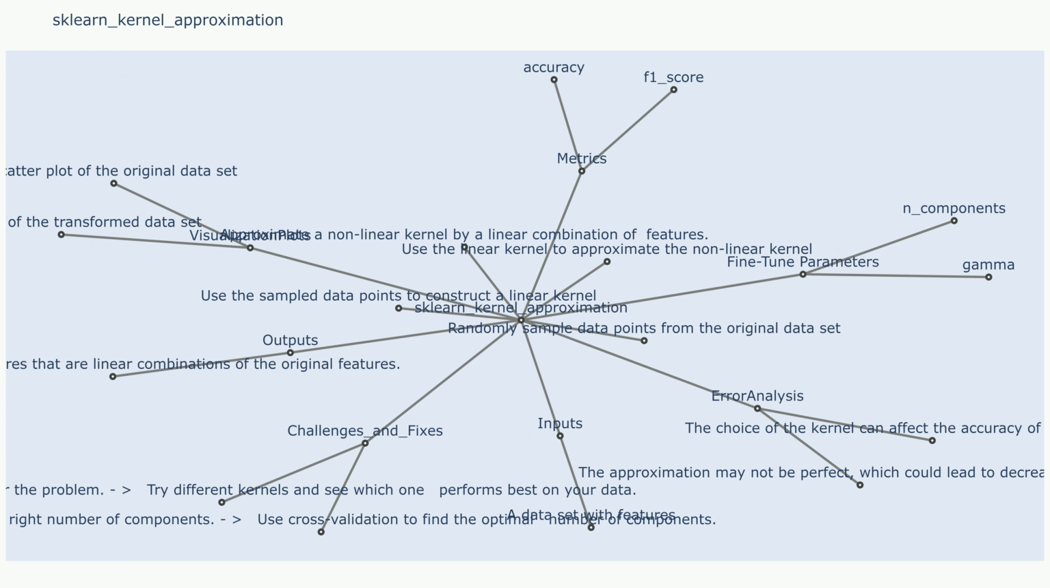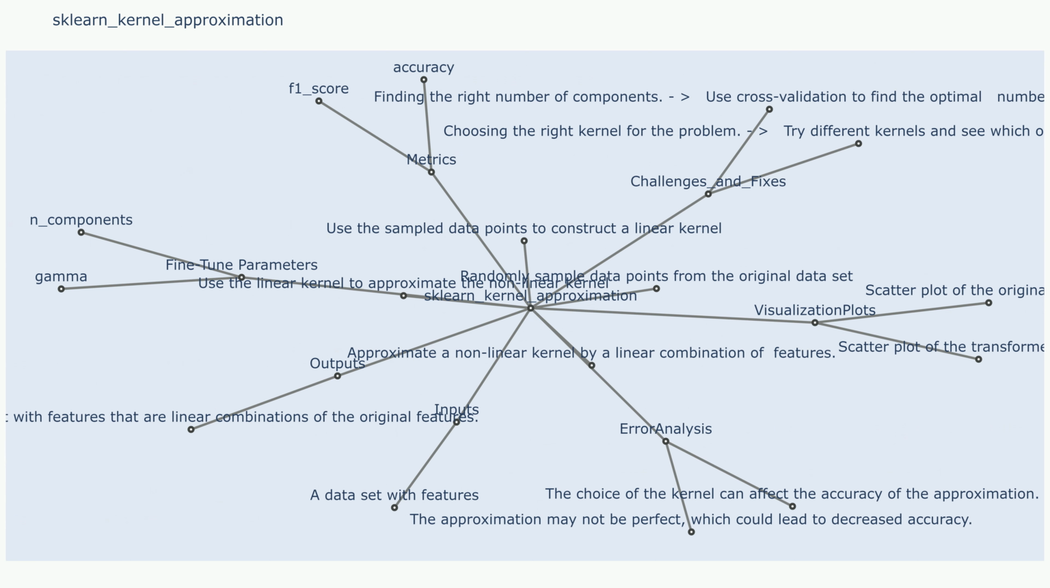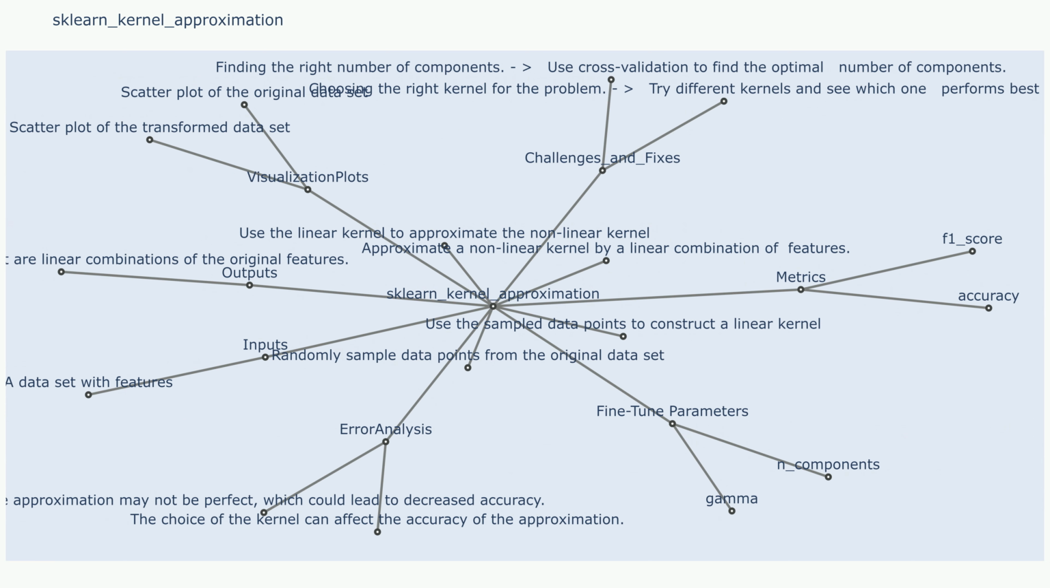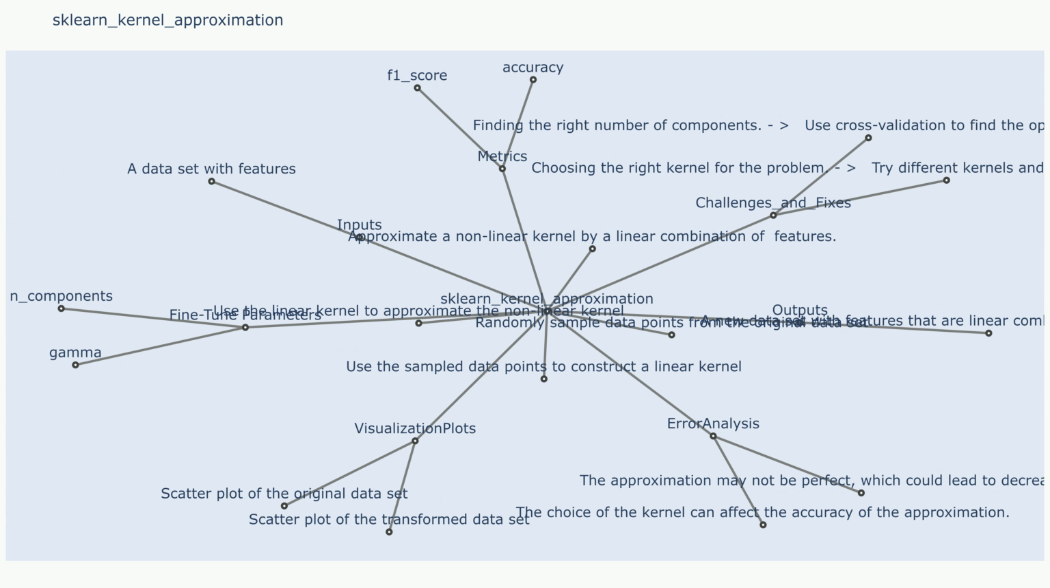Steps. Feature mapping: the kernel approximation method uses a predefined function, e.g., a random Fourier feature mapping, to map the original data into a higher dimensional space. Approximation: the method then approximates the kernel function, which measures similarity between data points in this higher dimensional space, typically using random projections or other techniques.